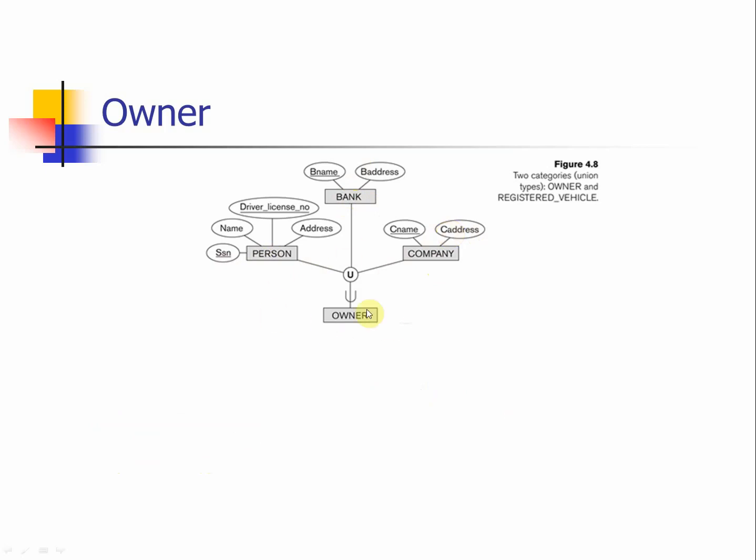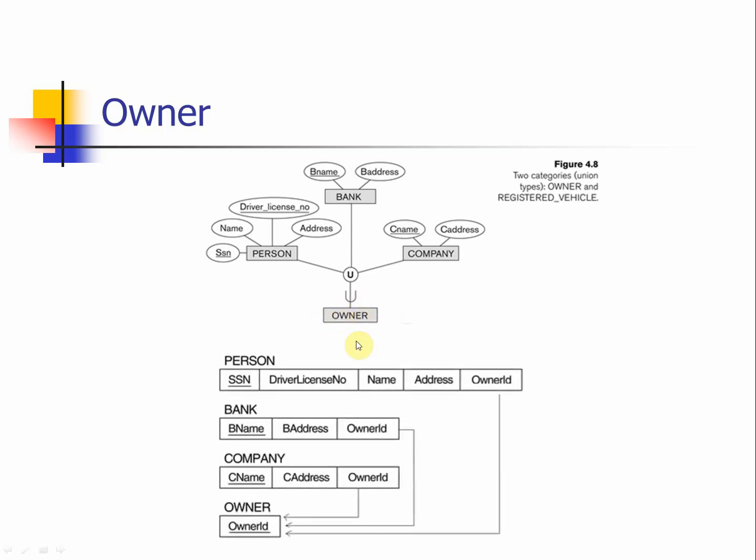To handle this union, which lies in the last step, we need to create the owner relation and then append owner ID as what we call a surrogate key to all the superclasses, and then use those to form the foreign key that refers to the owner ID. This is like creating an ID for every single owner. If owner number 1 is a person, then we will have that information, everything over here with the owner ID 1, and it will be able to link to our very first owner.